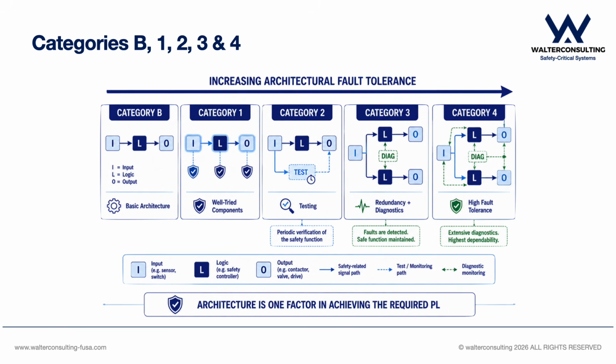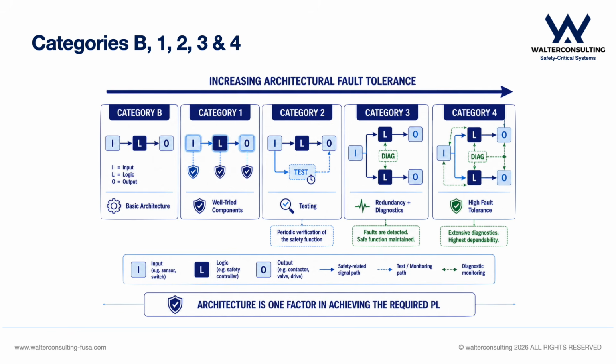Categories B and 1 are based on comparatively simple architectures. Category 1 builds on the basic principles by placing greater emphasis on the reliability and proven characteristics of the components used. Category 2 introduces testing. The safety function is checked at suitable intervals so that certain faults can be detected rather than remaining unnoticed indefinitely.